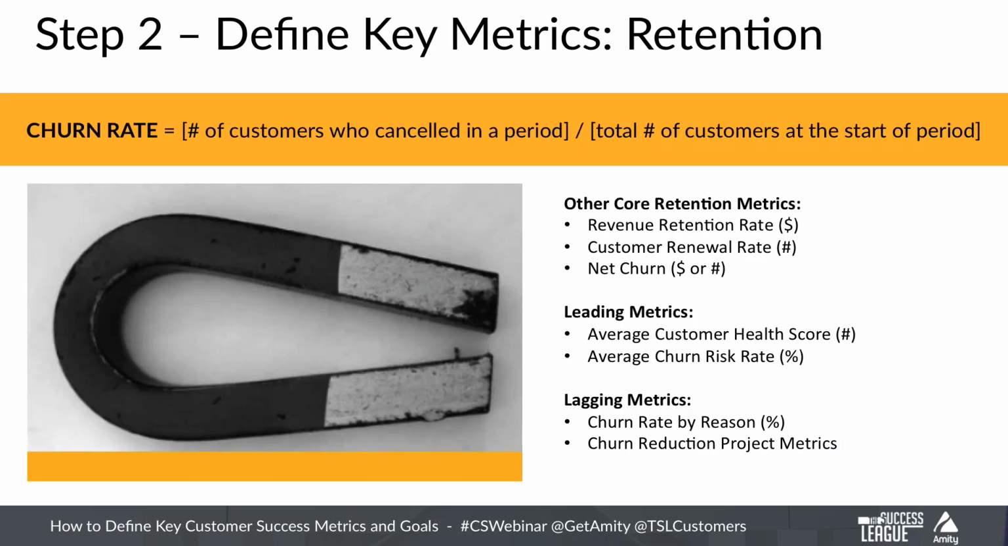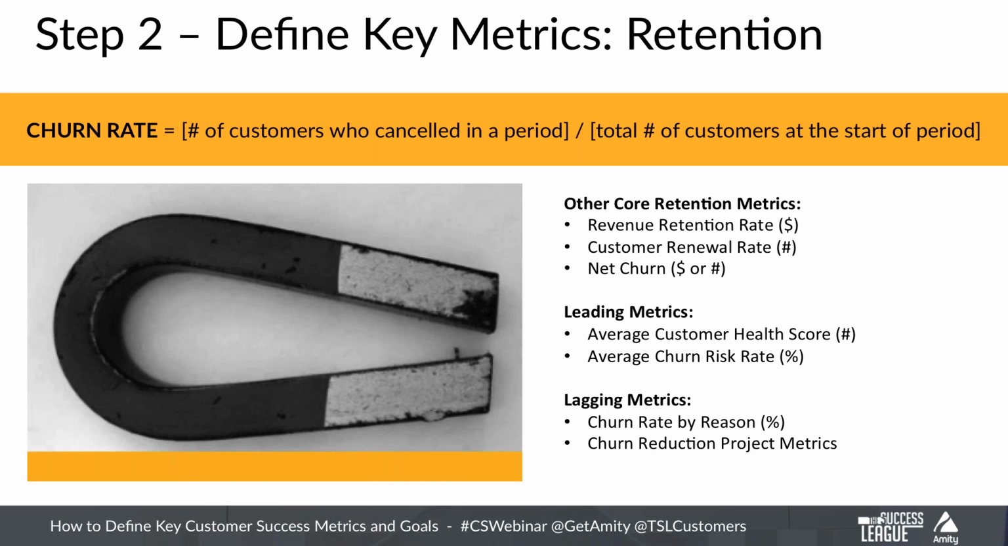Step two is really defining your key metrics. And key metrics for customer success, in my opinion, fall into three buckets. There's retention, there's expansion, and there's satisfaction. I know that's a little simplistic, but basically you can take any metric that I've ever seen around customer success and you can easily put it in one of those three buckets. So that's how I like to think about it. And the big one for retention is churn rate.